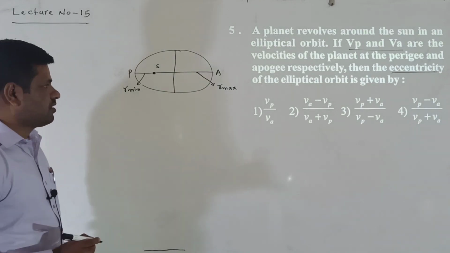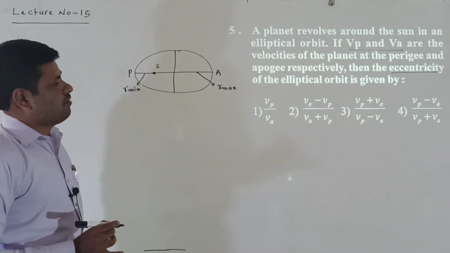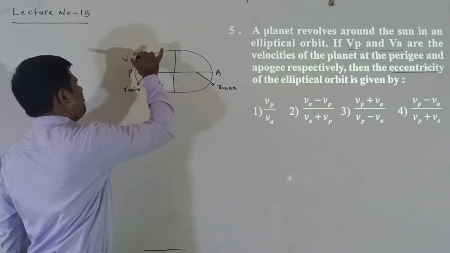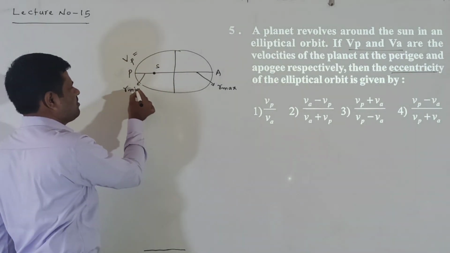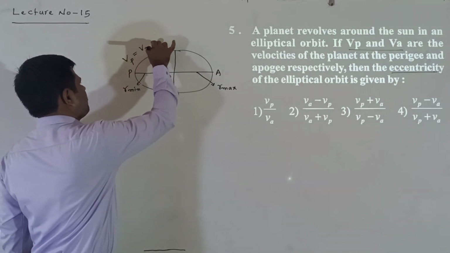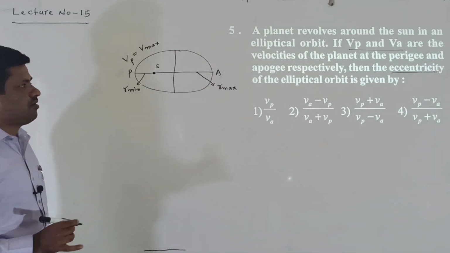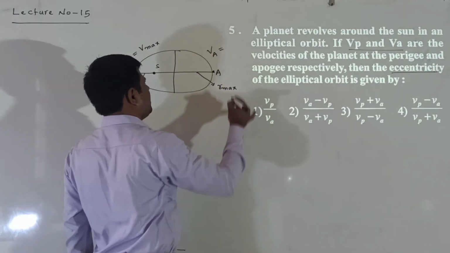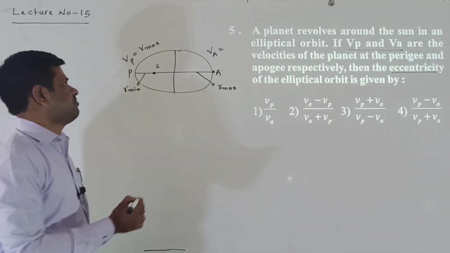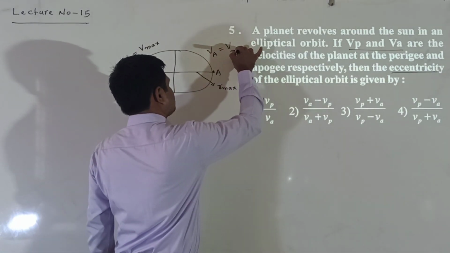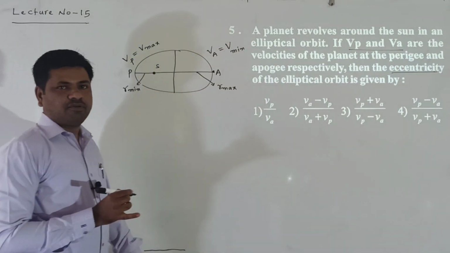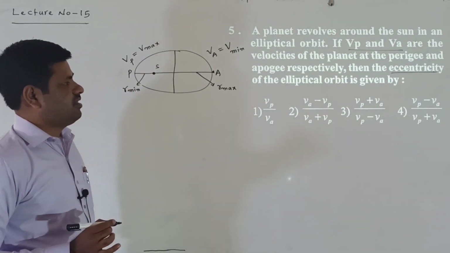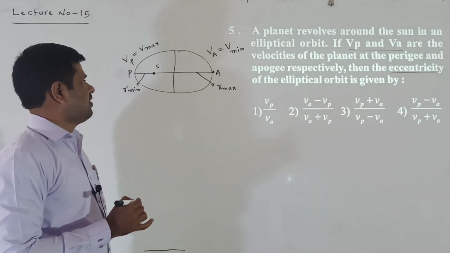Already we know that. Now Vp is the velocity given here. Since r is minimum, v is maximum. Here the velocity is Va. Since r is maximum, the velocity is minimum. Clear up to this point? Now we have to find the eccentricity, the value of e.